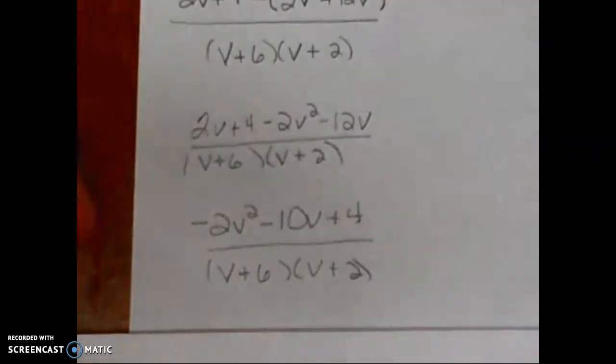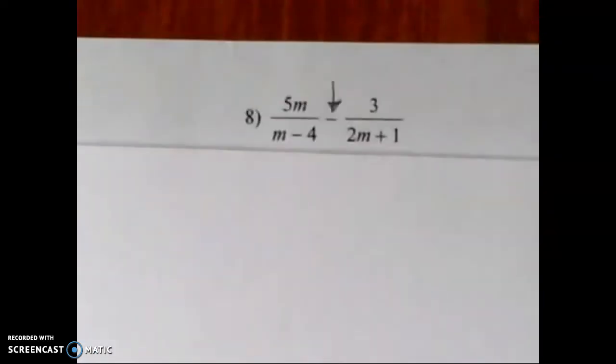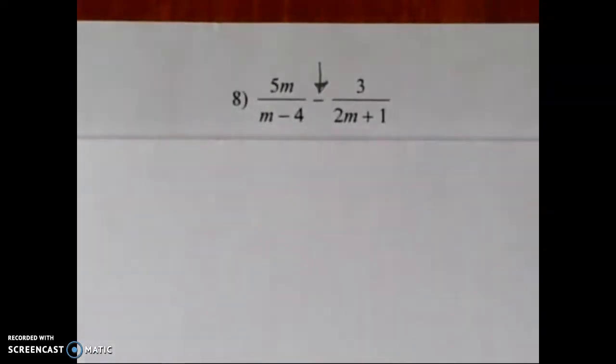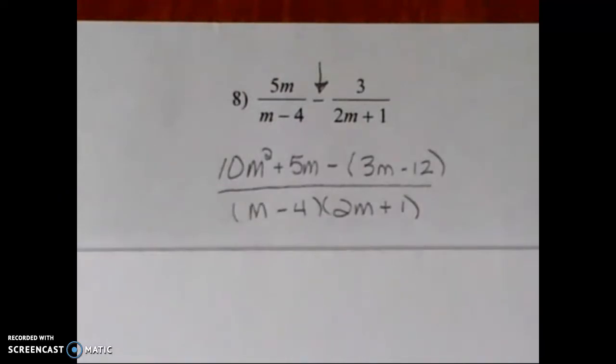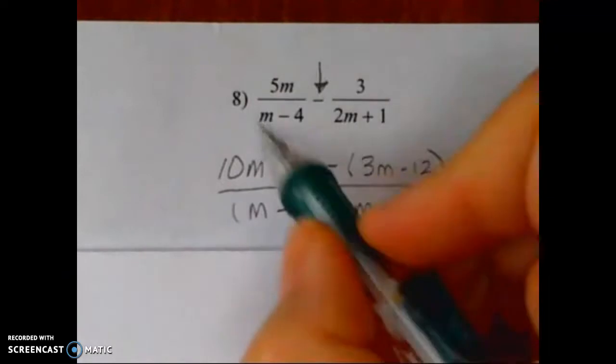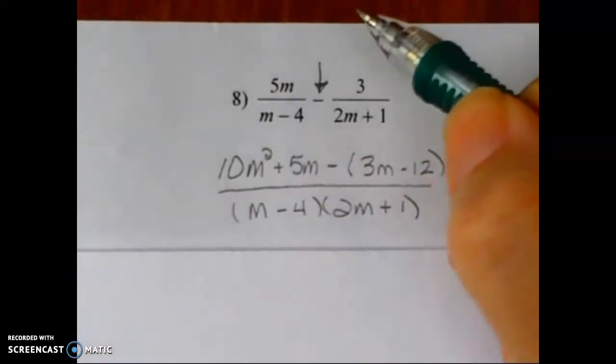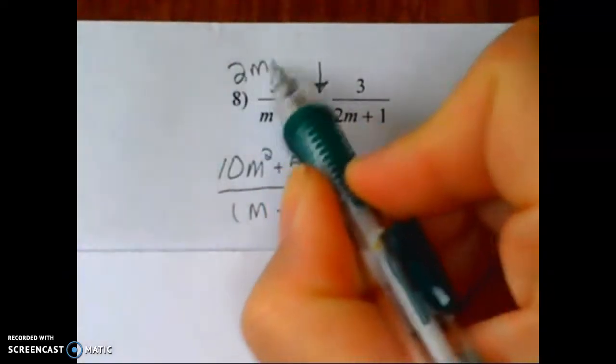Okay, and hopefully you did number 8 already. If you didn't, pause the video and try it now. Common denominator is m minus 4, 2m plus 1. I'll write it in one fraction. I multiply here by 2m minus 1.